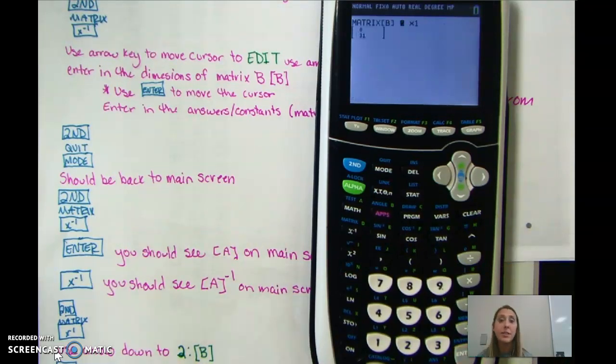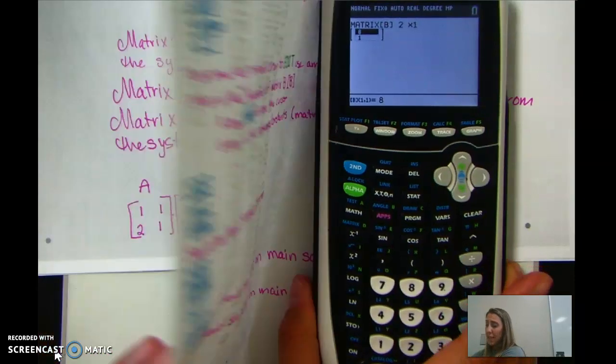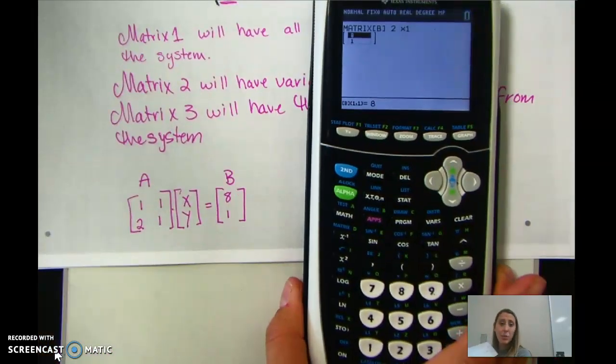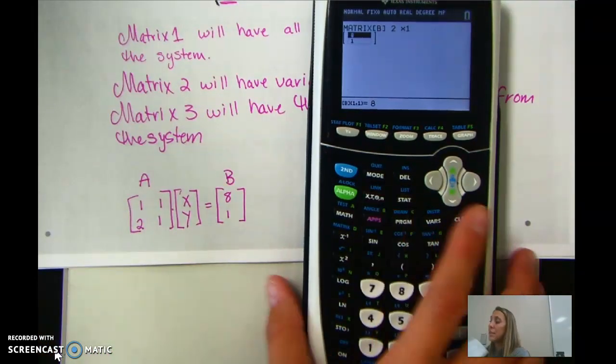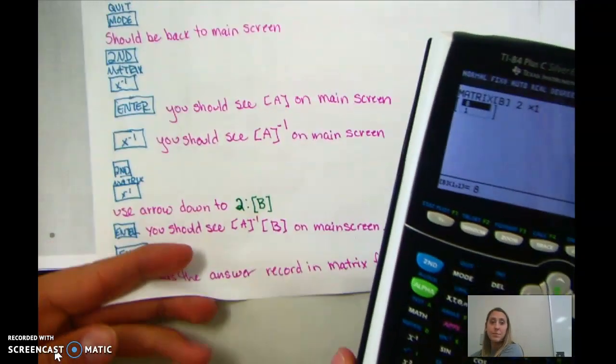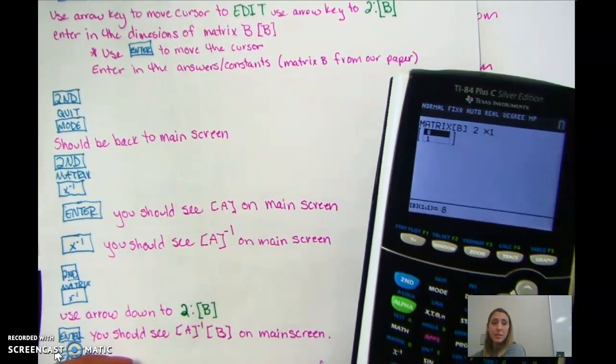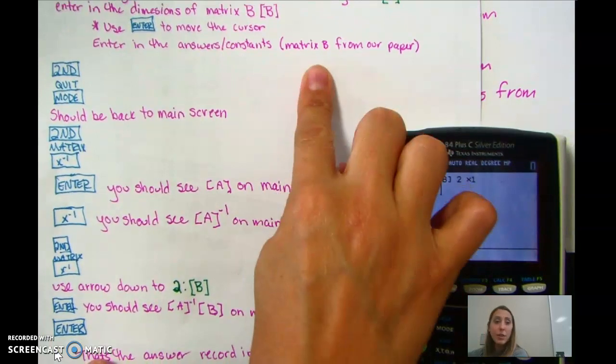So enter. Our matrix B on our paper was a 2 by 1. So I'm going to hit 2, enter, 1, enter. The numbers that were inside matrix B were 8, enter, 1, enter. Now that should match exactly to what we have written down, and it does. Okay, so that's what I have right here.